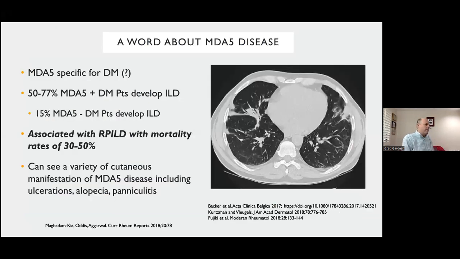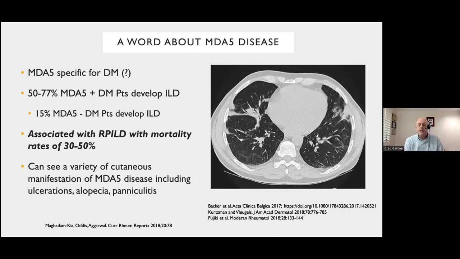So again, just another word about MDA5. I could see them asking you about this on your boards just because it's a very distinctive presentation and it has a very significant outcome. A big chunk of people who have this will develop ILD, but still some people without MDA5 will develop ILD as well. Again, it's associated with this rapidly progressive ILD, particularly in amyopathic patients and in Asians.